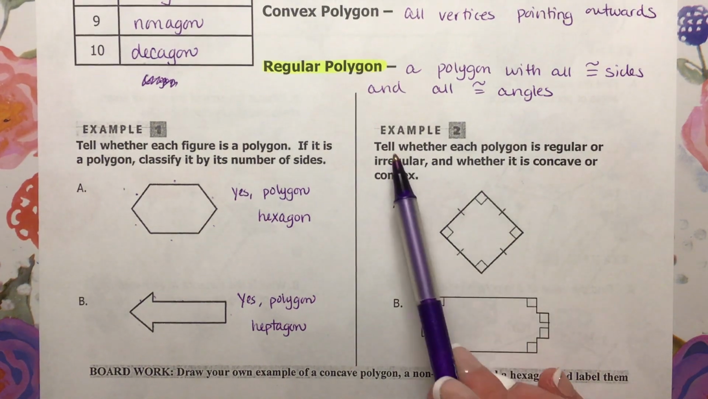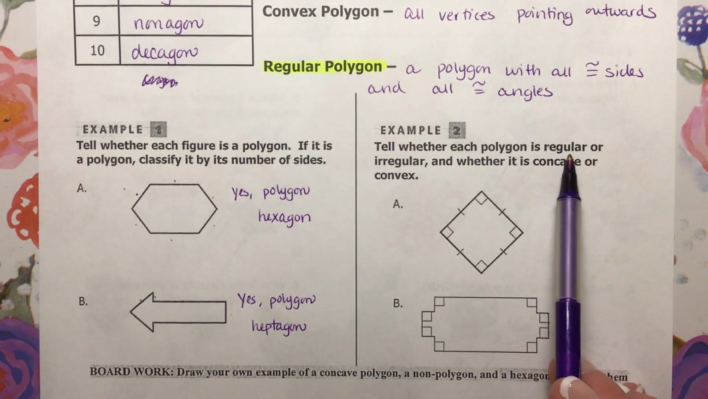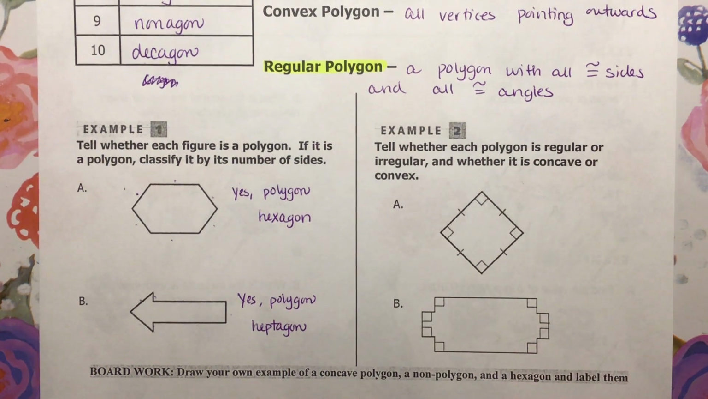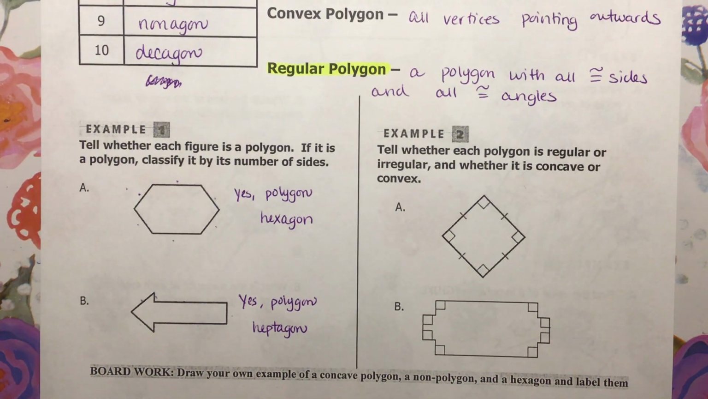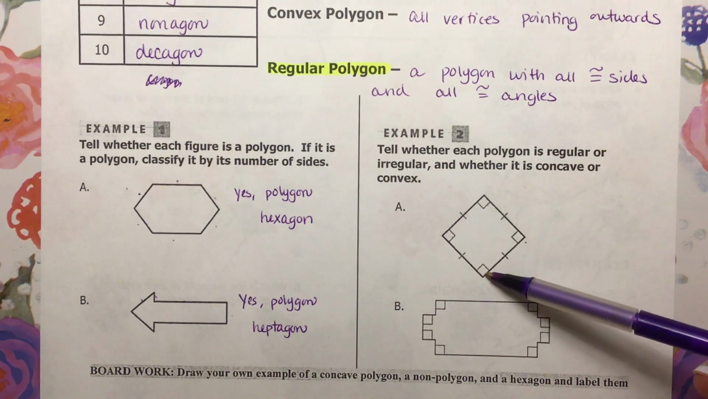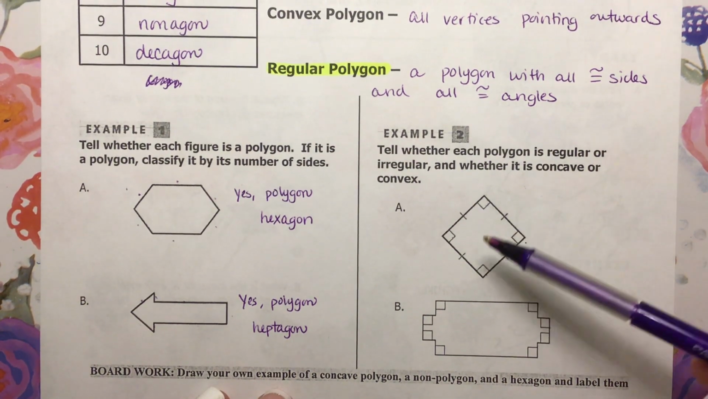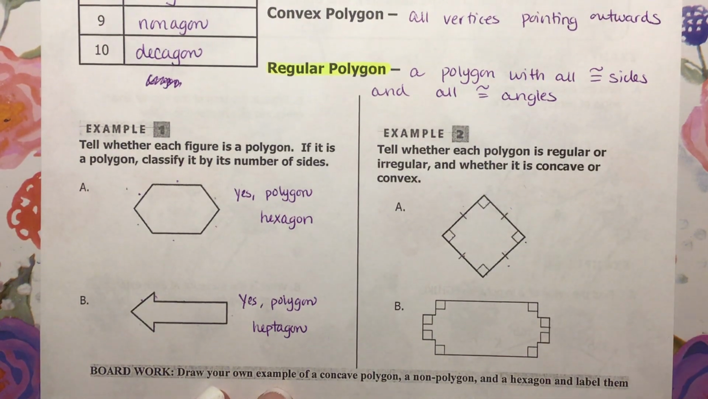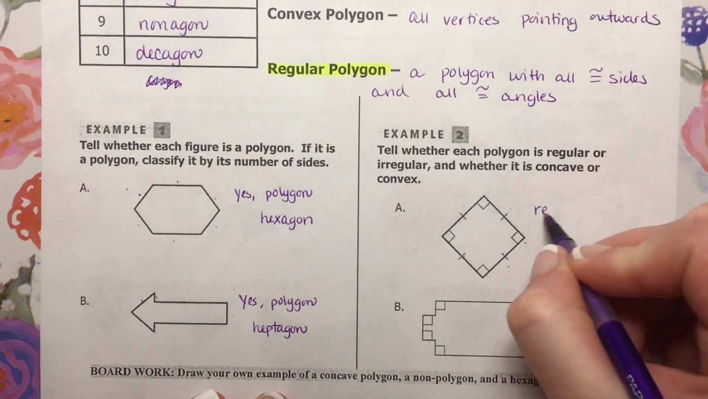In example 2, it says tell whether each polygon is regular or irregular and whether it is concave or convex. So remember, a regular polygon has all congruent angles and all congruent sides. So in example A, we have 4 angles, 1, 2, 3, 4, and they are all 90 degrees. So that's going to mean that all of the angles are congruent. Also, it has 4 sides, and all of the sides are marked with congruency symbols. So all the angles and all the sides are congruent, so yes, this is regular.